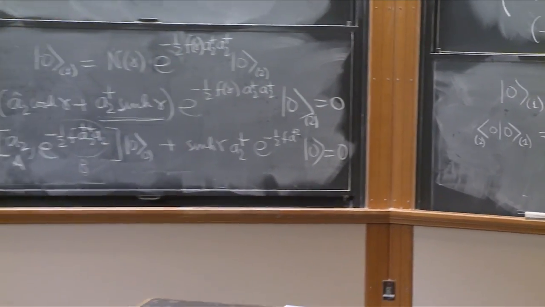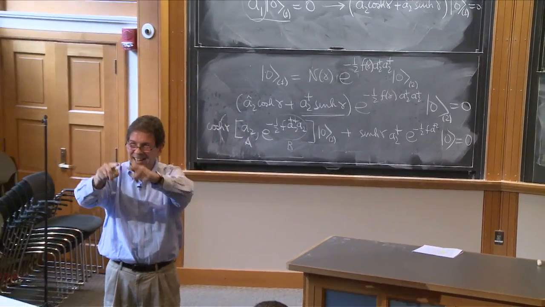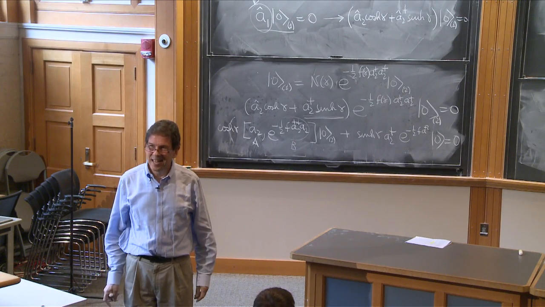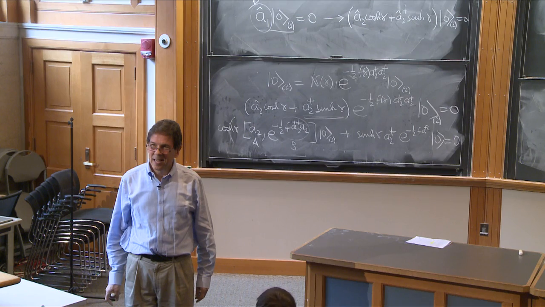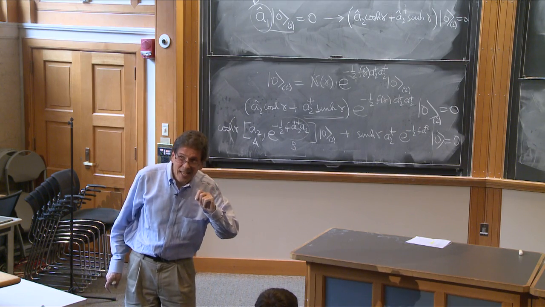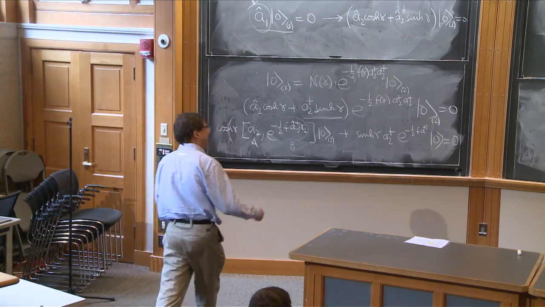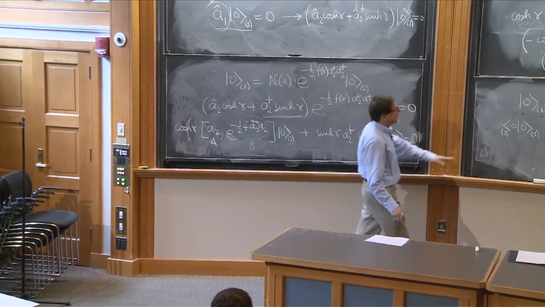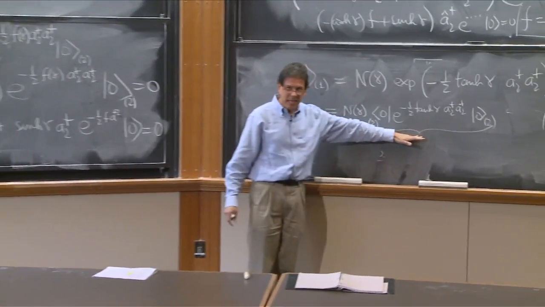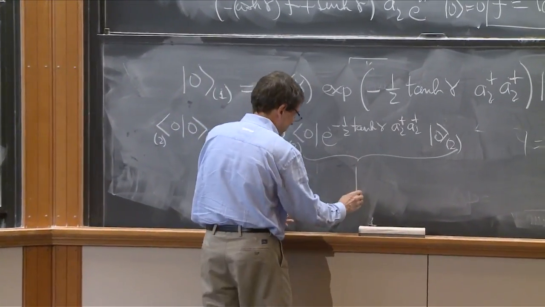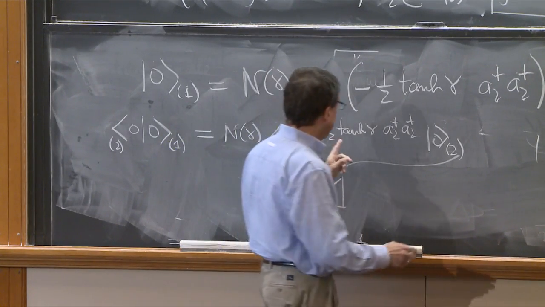That inner product is just e to the negative 1/2 tanh gamma. You just apply the A2 daggers right across to the left-hand side of the vacuum. Yeah, you're saying it indeed. Look, this thing is as simple as can be. This is just 1. Why is that so?